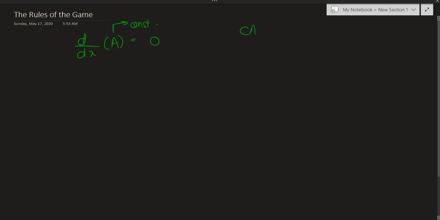Because calculus is the study of change. So stuff that doesn't change, basically stuff that is constant, is quite uninteresting. So it's going to yield 0. That's the way I look at this property.